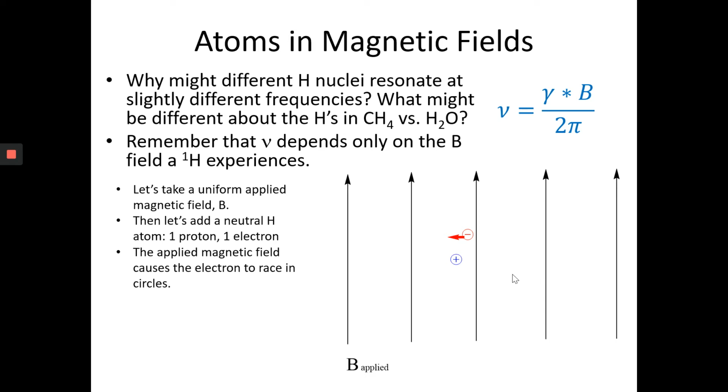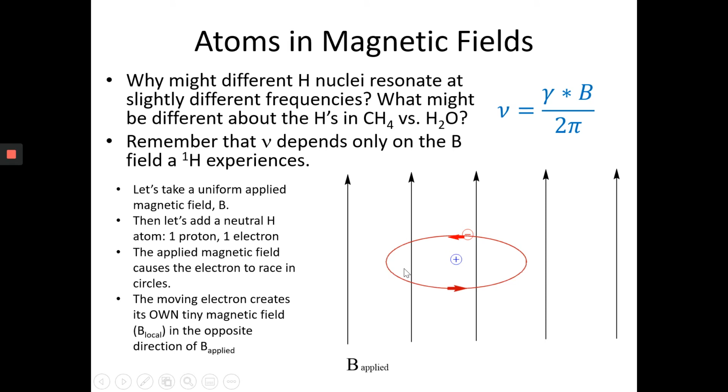But basically, what happens is when you have a moving charge in a magnetic field, that electron will race around in circles. So that applied magnetic field causes the electrons to circle around in these big circles around the nucleus over and over again, as long as that applied magnetic field is in operation. And what's interesting about that is essentially we've created a little tiny circuit, and circuits of flowing charge actually create their own magnetic field. So this electron spinning around in circles creates its own tiny magnetic field.